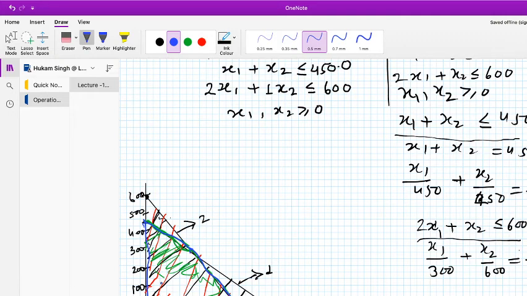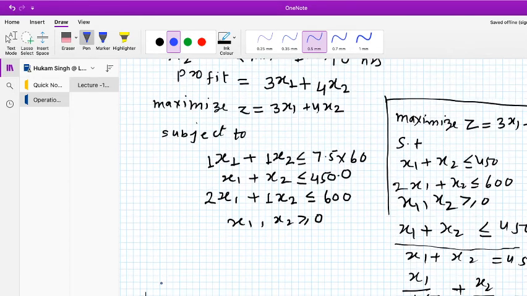So after finding the boundary of the common region, this region contains infinitely many points, and each point of this common region is going to satisfy all the constraints. But remember, what is our objective? Our objective is to maximize the value of the objective.